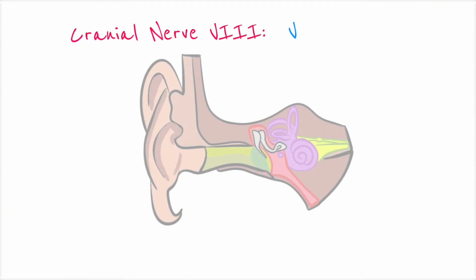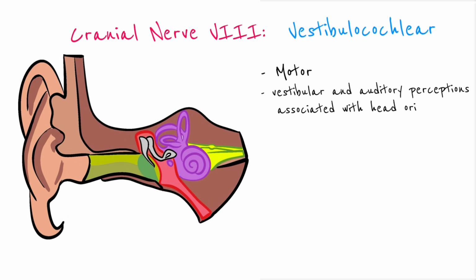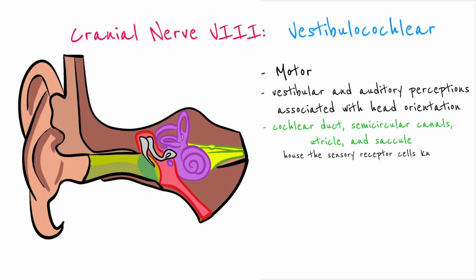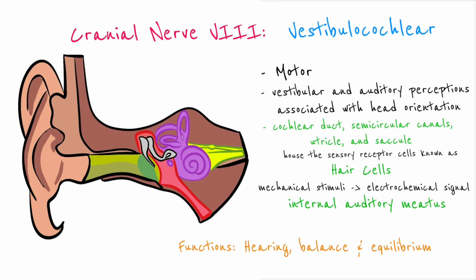Cranial nerve 8, vestibulocochlear nerve. This is a sensory nerve in charge of vestibular and auditory perceptions, associated with head orientation. The cochlear duct, semicircular canals, utricle, and saccule contain the sensory receptor cells called hair cells, which convert mechanical stimuli into electrochemical signals and send them centrally via the internal auditory meatus. It functions for hearing, balance, and equilibrium.